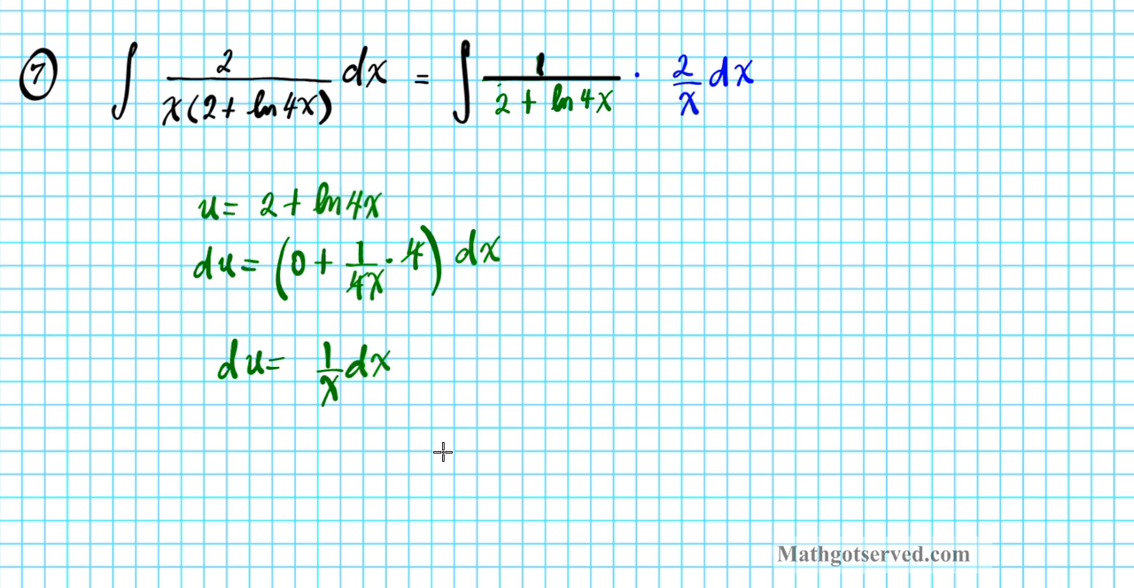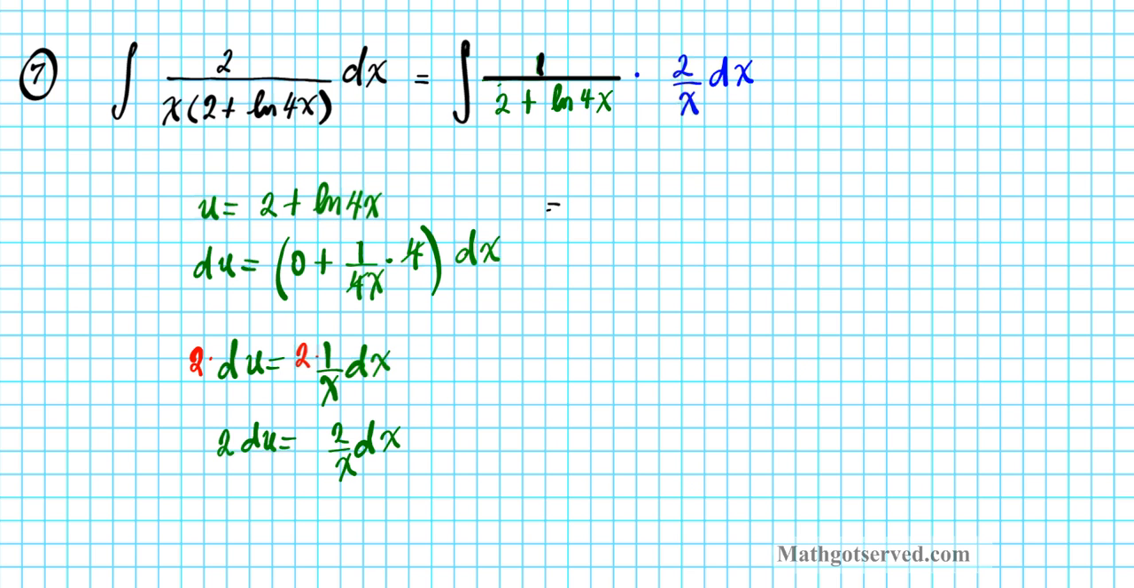Now, are we ready to substitute? The answer is no. Notice we have 2 over x dx here, and then this is just 1 over x dx. So either we can factor this out, or we can multiply both sides here by 2. Okay? So let's go ahead and just multiply both sides by 2. So that yields a u that we can apply directly. So we have 2 du equals 2 over x dx. That's exactly what we want.